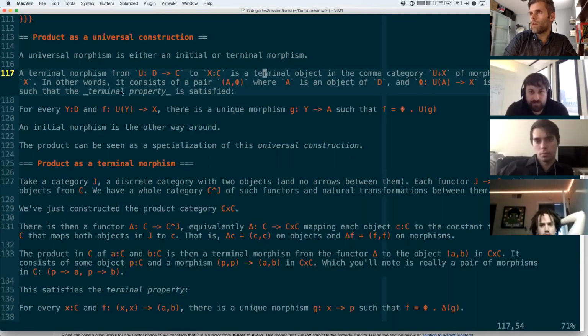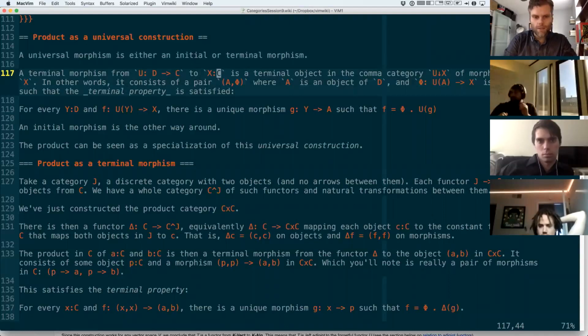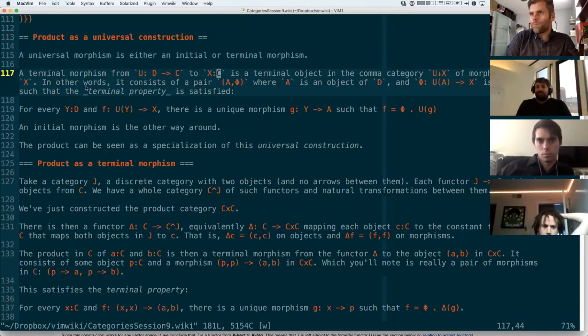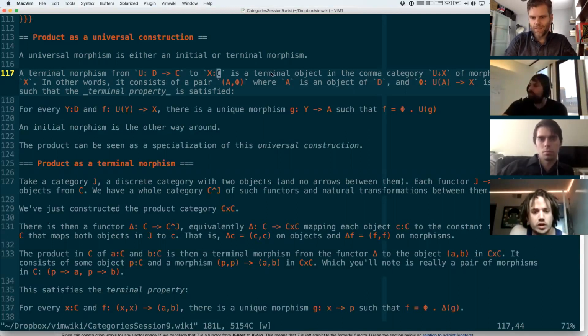We call that category U down to X. It's a category where the objects are morphisms from U to X, where U is a functor from some category D to some other category C, and X is an object of the category C. Sorry, just to clarify, that's like the image of something under this functor projects down to X. It's like U, right? And then for any morphism you can find that projects down to X after that functor.